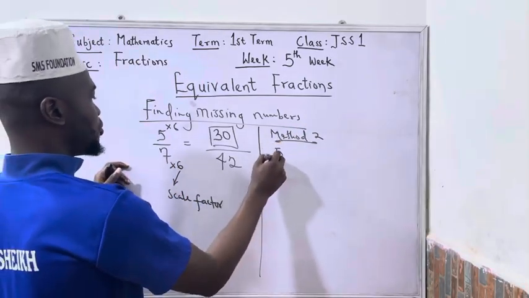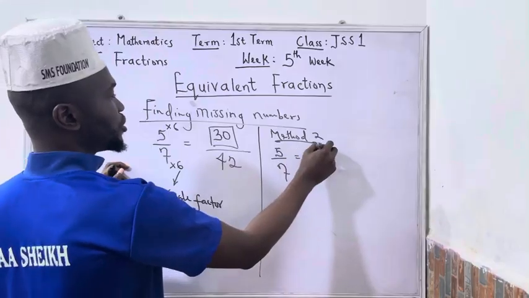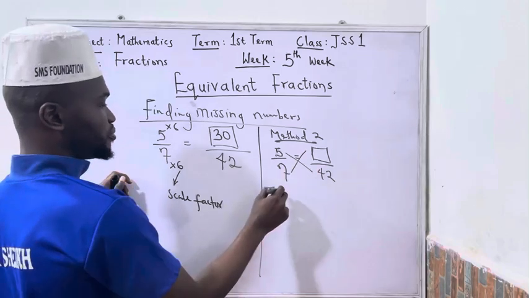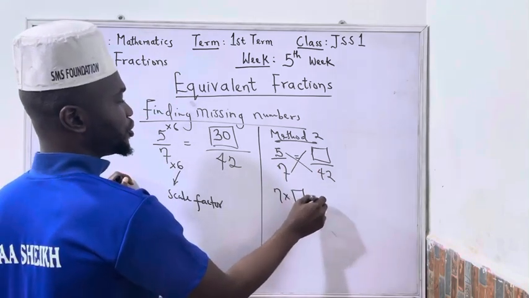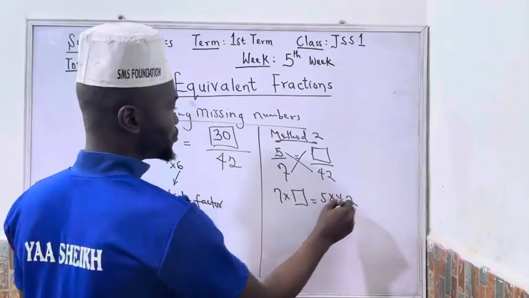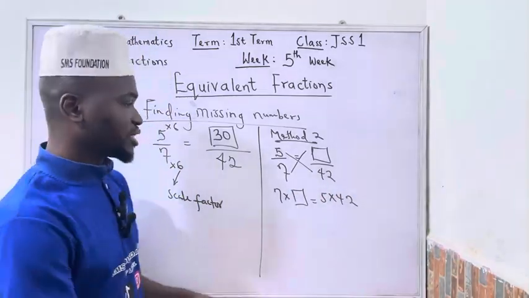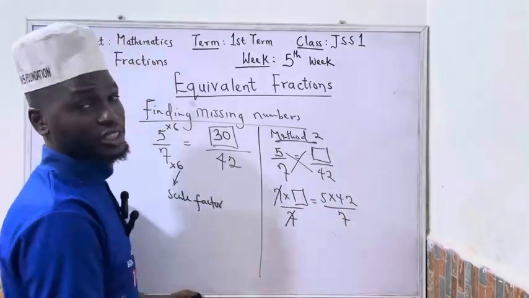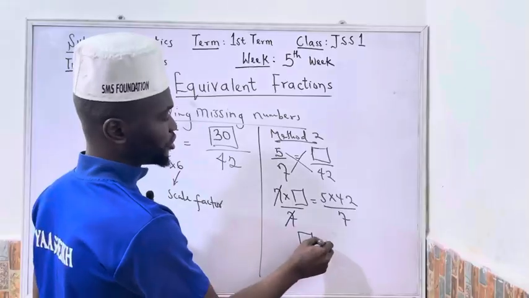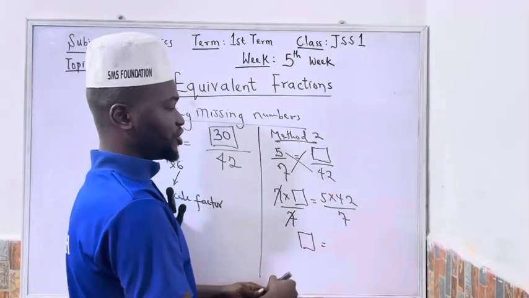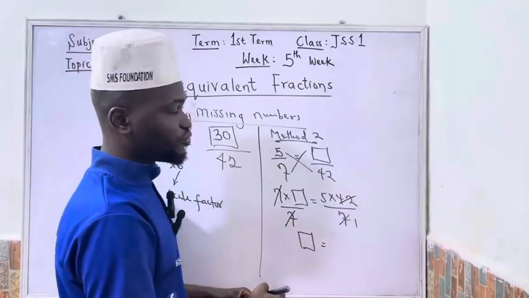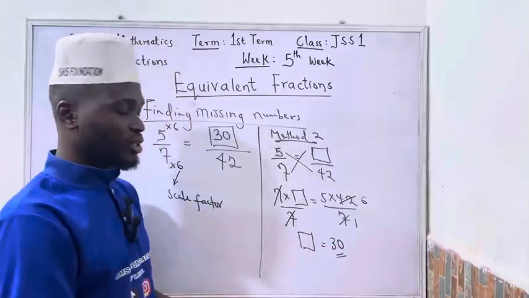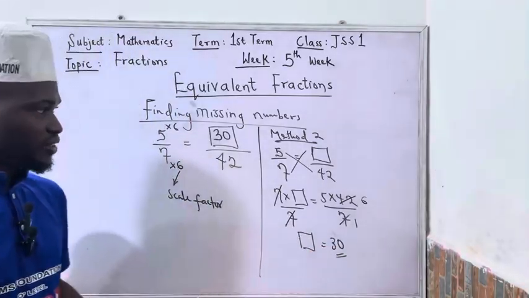If you have 5 over 7 equal to box over 42, you can cross multiply. So 7 times box equals 5 times 42. Now, to get the box, I will just divide both sides by 7. 7 here, 7 here, 7 will cancel 7. So box will now be equal to, now we need to simplify this. 7 in 42 gives me 6. So 5 times 6 gives me 30. So the box is equal to 30. Very, very easy.